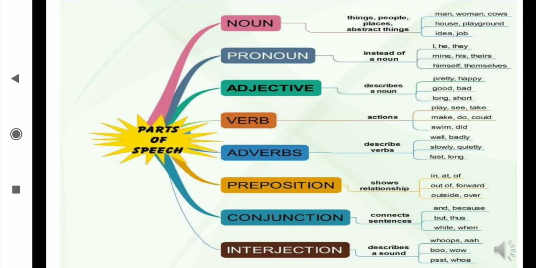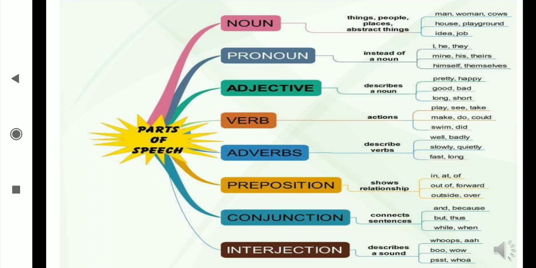Now we will see the summary of all these parts of speech. Noun: things, people, places, abstract things. Examples: man, woman, cows, house, playground, idea, job. Pronoun, instead of a noun: I, he, they, mine, his, theirs, himself, themselves. Adjective describes a noun: pretty, happy, good, bad, long, short. Verb, actions: play, see, take, make, do, could, swim, did. Adverbs describe verbs: well, badly, slowly, quietly, fast, long.